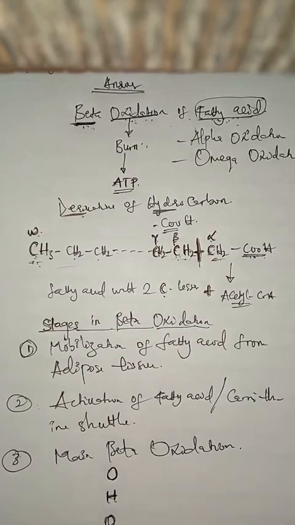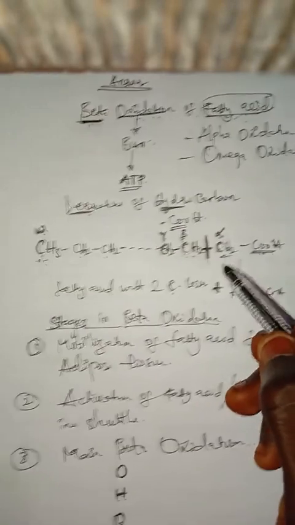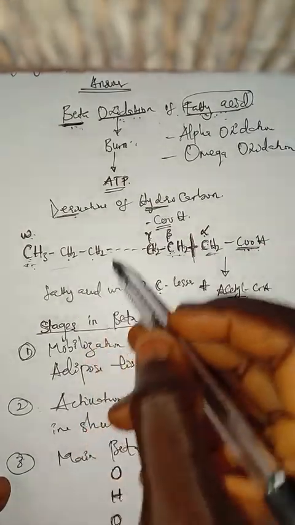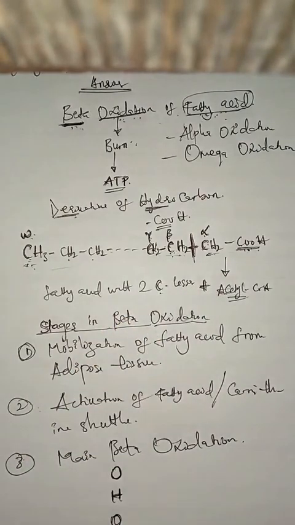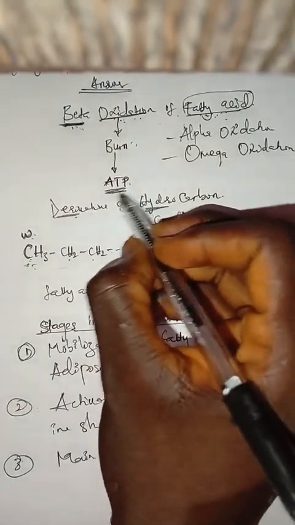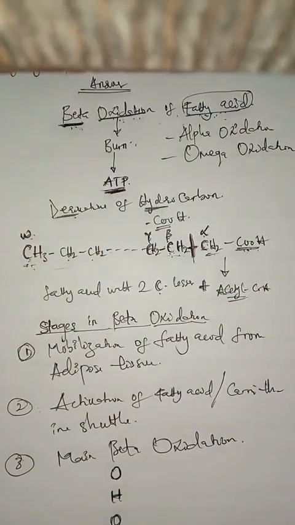When anybody asks you, my dear, what is beta oxidation? You should be able to say that beta oxidation simply means we want to break down fatty acid at the beta carbon, releasing acetyl-CoA in each cycle. Then we do it again on the remaining fatty acid until we finish it. You get my point now? That is the whole idea. Why are you doing it? Because you need ATP.